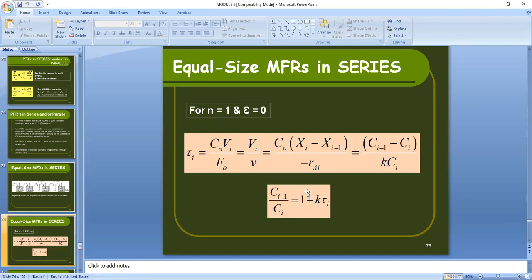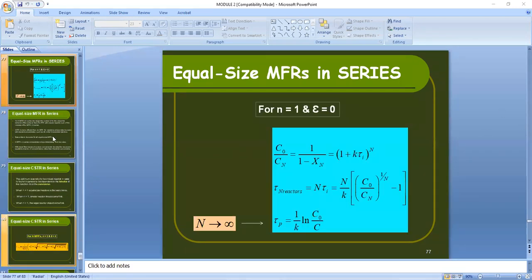You can also use this particular formula that gives you the ratio of the concentration from the i minus 1 reactor to C sub i being equal to 1 plus k tau sub i. But take note, class, that this formula is for equal-sized MFRs. It will only work if your MFRs in series are equal in size, or they have the same volume. If not, you cannot use this particular formula. That goes with the specific conditions here that the order should be 1 and it should be a constant density system.